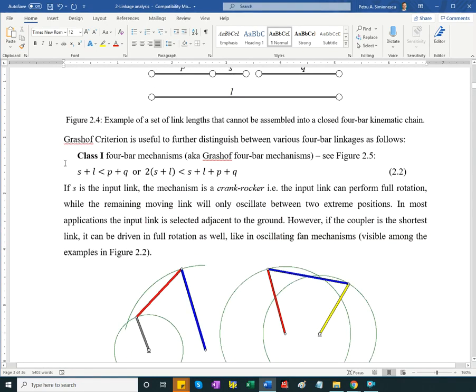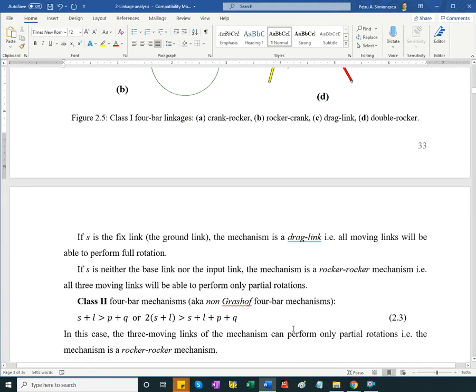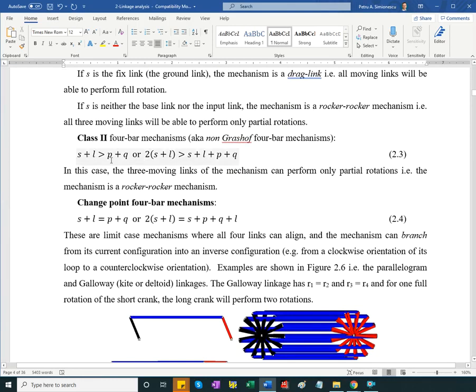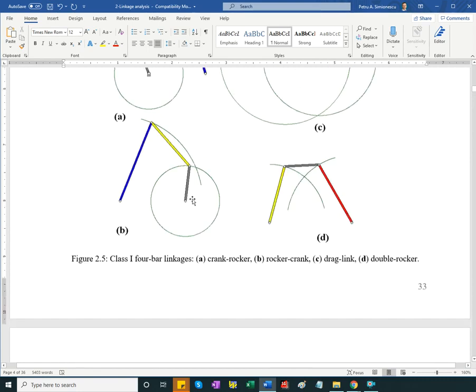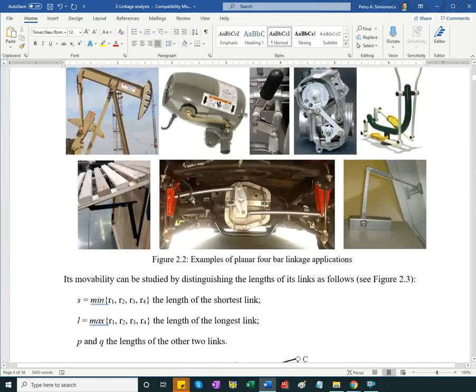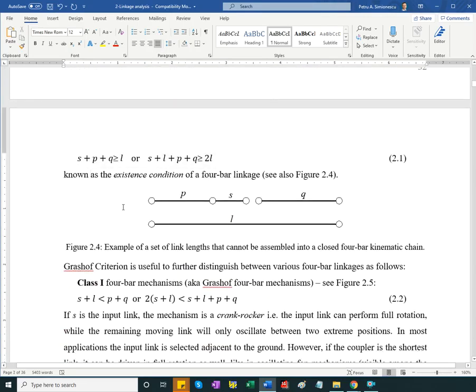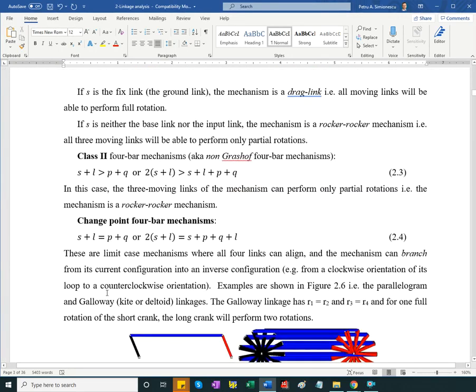All right, so these were the class 1 4-bars. The class 2 4-bars are where the inequality is reversed. So instead of shortest and longest being less than the sum of the other two, I have shortest and longest bigger than the other two. And of course, assembly is possible. The very first condition that we looked at, the assembly requirement. Then that's a class 2 4-bar.